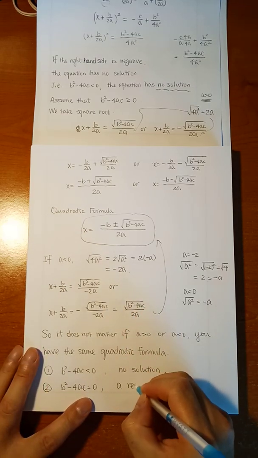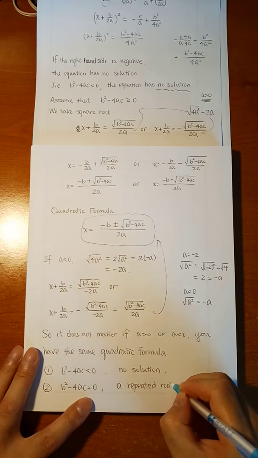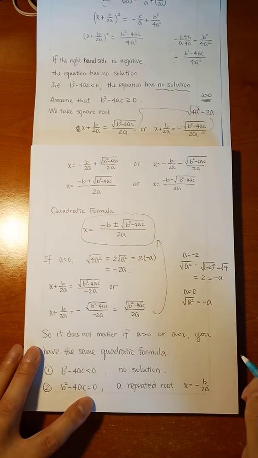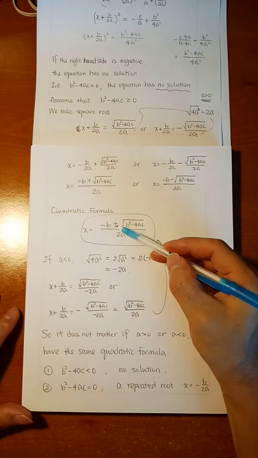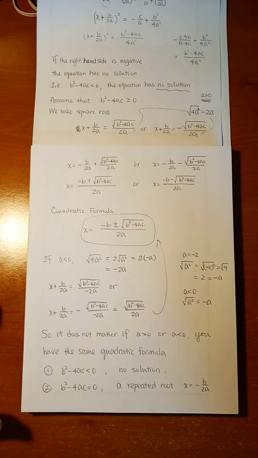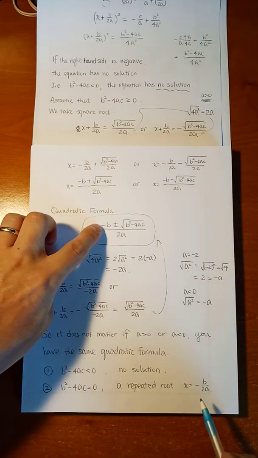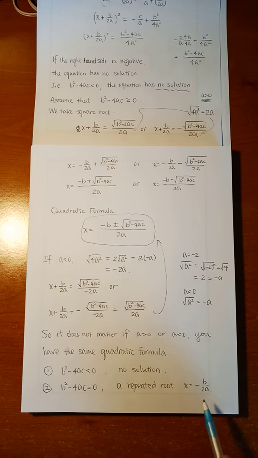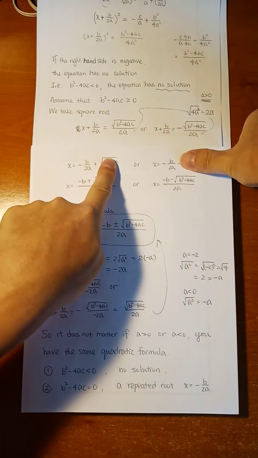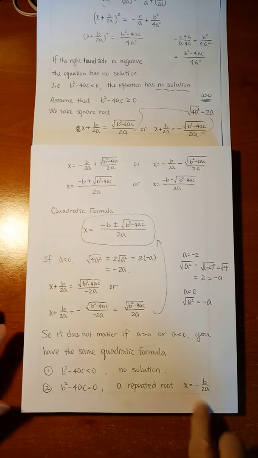A repeated root, x equal to negative b over 2a, because this term disappears. You add 0, subtract 0, you still have 0. So you have just a repeated root. X is equal to negative b over 2a. You see here, this is 0, this is 0. Those two parts are both 0. You have negative b over 2a, negative b over 2a. A repeated root.